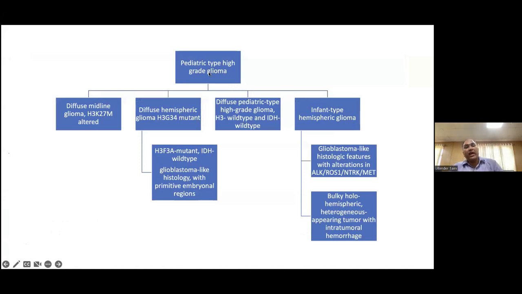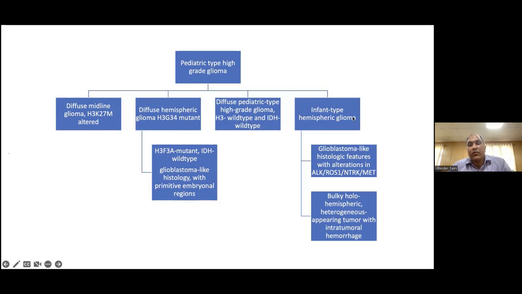Then pediatric high-grade gliomas, as I mentioned to you, if they are present in the midline structures and show the H3K27M mutation, this characterizes them. Then they can be in the hemispheres, which have a distinct mutation called H3 G34, a mutation in the histone gene. So they have glioblastoma-like features. And then there are diffuse pediatric type high-grade gliomas, which are both H3 wild type and IDH wild type. So they are characteristic glioblastomas, what you see in adult patients.